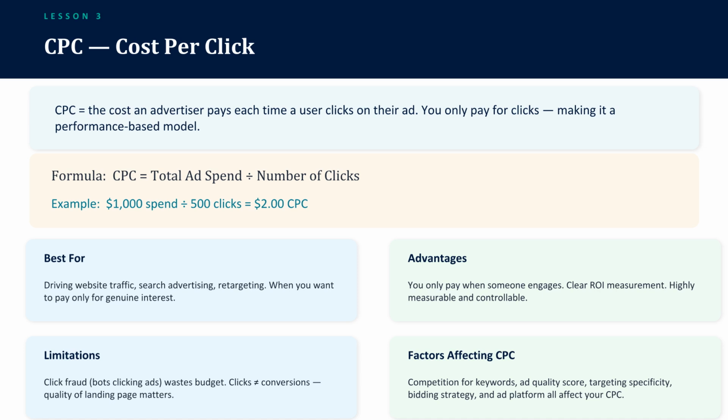CPC works best when your goal is driving qualified traffic to your website. The advantages are clear. You only pay when someone engages. But CPC has real limitations. The most significant is click fraud, illegitimate clicks generated by bots or by competitors trying to drain your budget. Competition is the biggest factor. In highly competitive categories like insurance, finance, or legal, CPCs can be extraordinarily high.